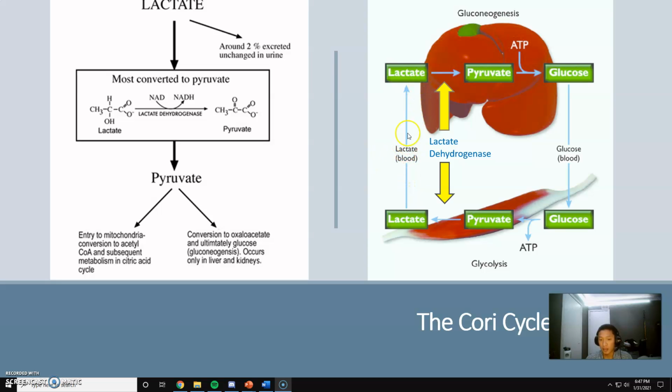liver via the blood. And the lactate is converted into pyruvate with the assistance of lactate dehydrogenase once again, and then it's converted back into glucose. Now this glucose is going to transport back into the bloodstream to either maintain blood glucose levels or go back into the skeletal muscle and replenish glycogen stores.